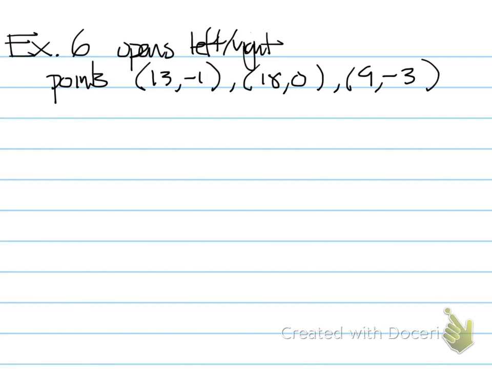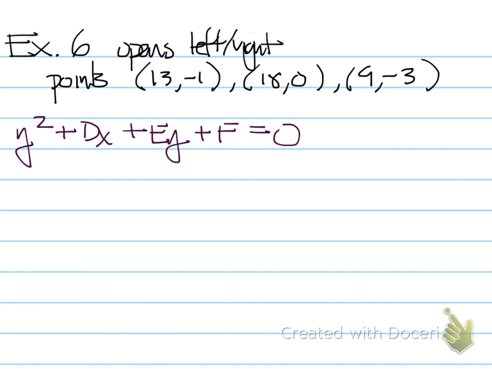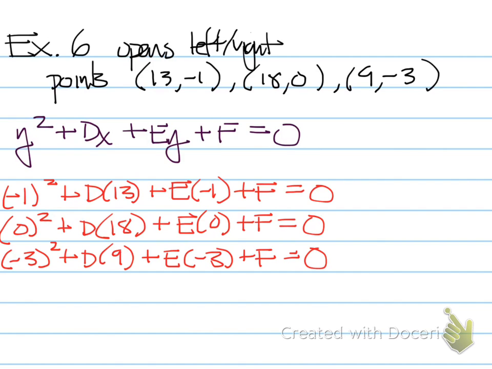And then for this example, we're told that the parabola opens horizontally. We're given 3 points on the parabola. We're going to use the general form to create a system of equations and then solve the system. Here are the three equations that we would have, plugging in the x and the y into each one of the equations in general form.